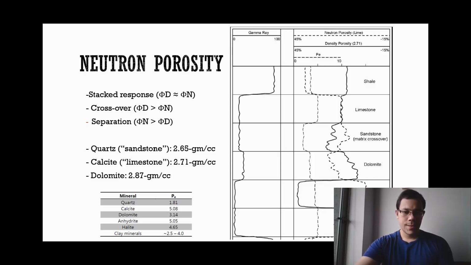In this case, this explains why this 2.71 is the same as limestone. If we were assuming a sandstone matrix, we should use these values. And the PE, well, actually this value comes from the density tool, but I just put it here as a reference because you can see the PE curve on this slide. So that was the basics of a neutron porosity tool.